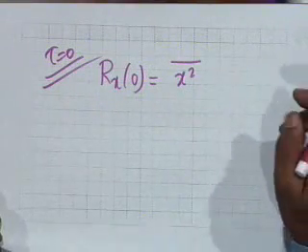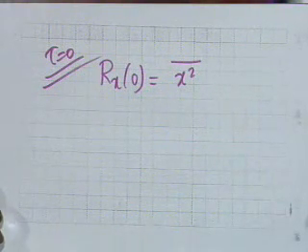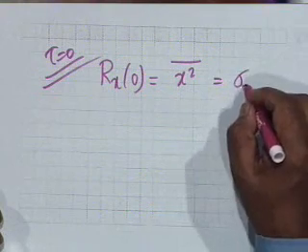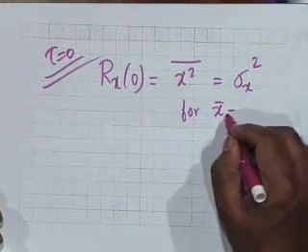Now, what is Rx of 0? Rx of 0 is the expected value of x of t times x of t, and therefore is the expected value of x squared, which is simply equal to x squared bar. And if this is tau equal to 0, and if this is a zero mean process, what does it mean? X bar equal to 0. Then it is simply equal to sigma x squared, for a zero mean process, or x bar equal to 0.